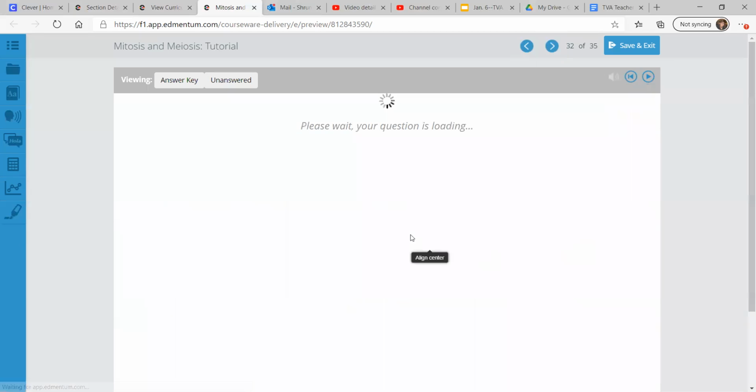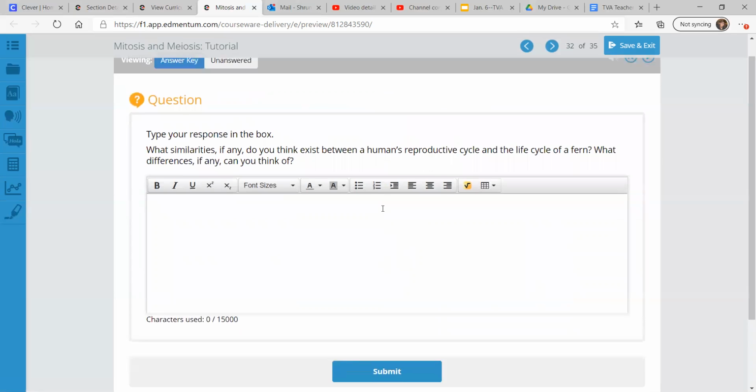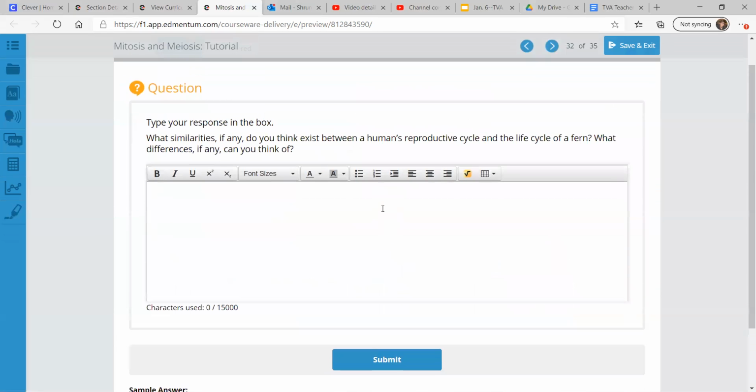All right, so another question and answer. What similarities, if any, do you think exist between a human's reproductive cycle and the life cycle of a fern? What differences, if any, can you think of?